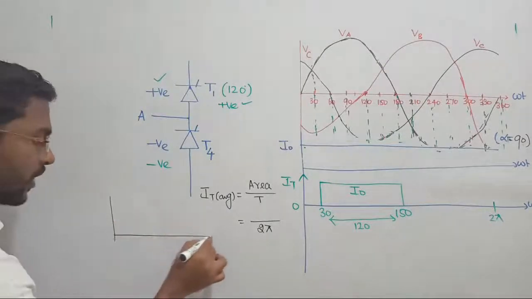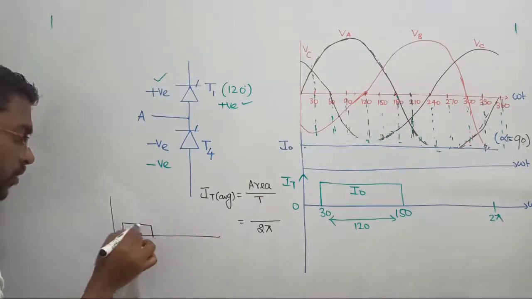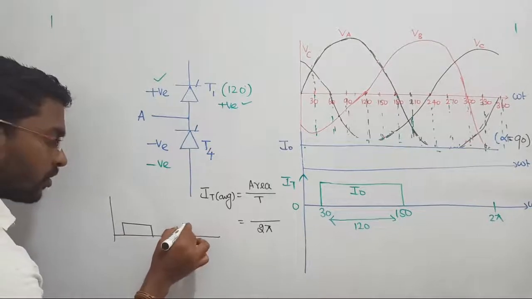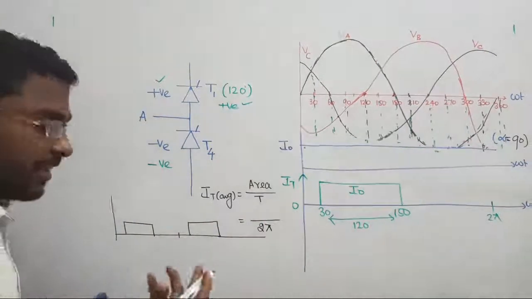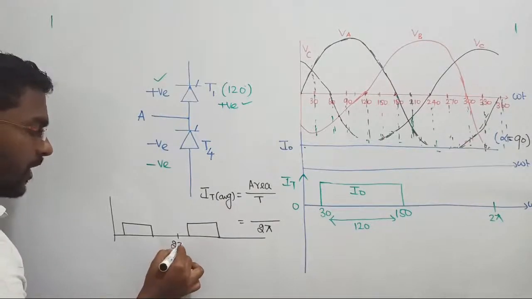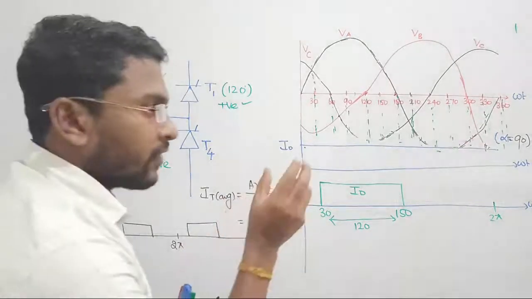Actually, why do we take up to 2 pi? First, see, the waveform looks like this. After 2 pi, you will see the waveform comes again like this. Again after 4 pi, the same waveform. So how will you check periodicity? Periodicity in the sense, you have to observe the waveform.